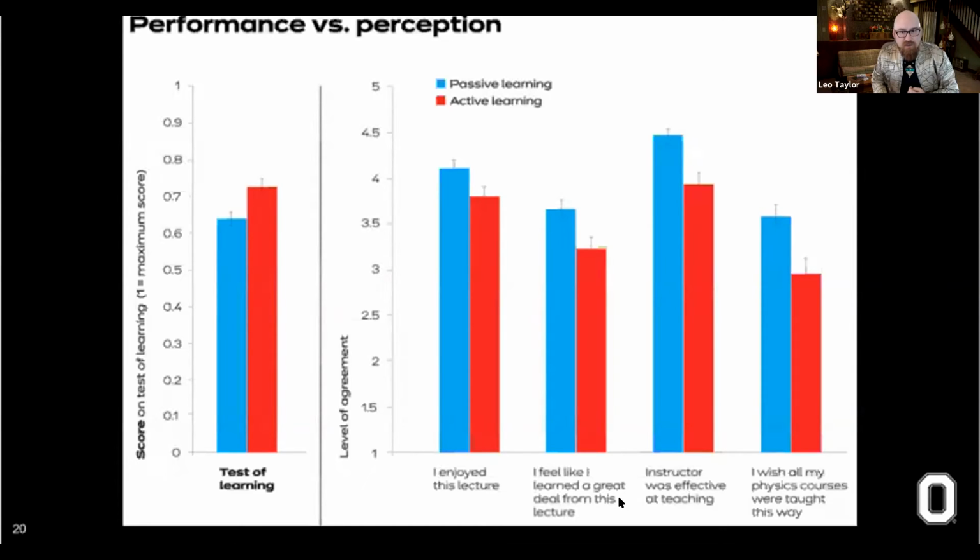I feel like I learned a great deal from this lecture: higher in passive learning. Instructor was effective at teaching: higher in passive learning. Yet when they tested the students' learning, they performed better in the active learning environment. I think that's a really fascinating contradiction, that the students misperceived the benefits of active learning. This might make you think, well, students don't like it, so maybe we shouldn't do it. But what researchers have found is that students warm up to it pretty quickly and tend to enjoy the activities.